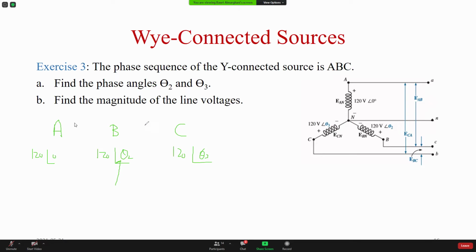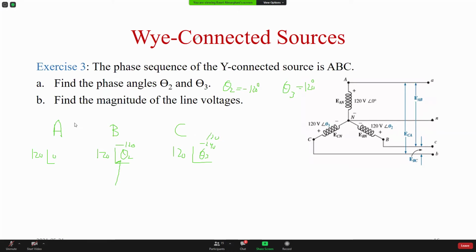Minus 120. So this should be minus 120. And then this should be minus 240, or you can write it as 120. So basically, theta 2 should be minus 120. Theta 3 should be plus 120. We usually don't write minus 240, we just write plus 120. Then it says find the magnitude of the line voltages.